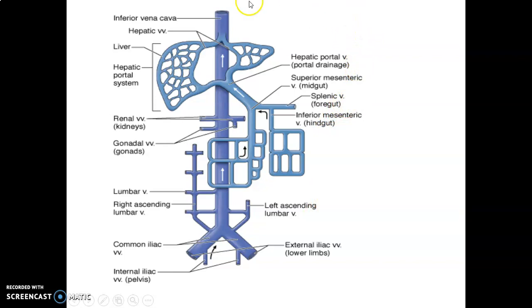So next lecture, we'll briefly discuss the nerves that are in the retroperitoneum. Thank you.